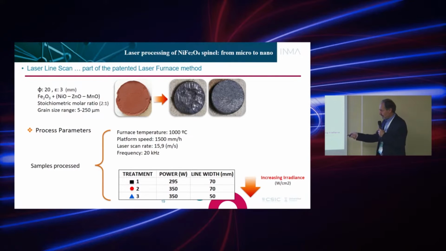What we did, I will show 3 different samples, where we increased the laser power from 1 to 2, and also from 2 to 3, because we decreased the line width. This line width is the line that is scanning the laser. If we have a 70 millimeter line width, we have much more area illuminated by the laser, and so we have a decreased power density. So our power density increases when we go down to 50 millimeters. This is a more aggressive treatment.